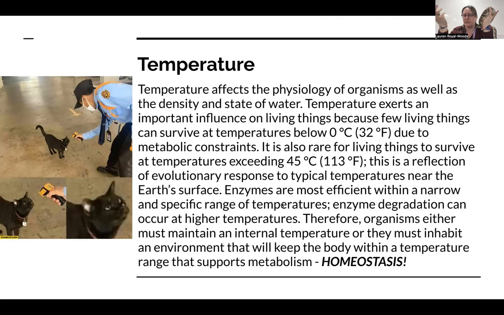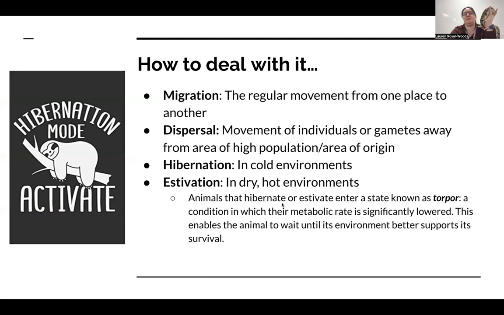All right. So how do we deal with climate and whatnot as living creatures? We're going to talk more about this in the next lecture, but I'm going to go with it right now. Migration is one way. It's a regular movement from one place to another. That happens all the time. I mean, you can see it happen in humans.